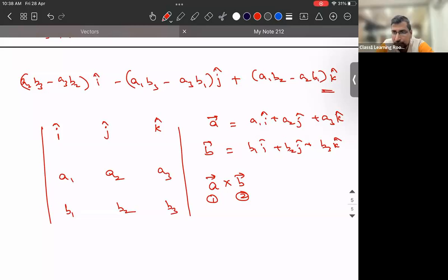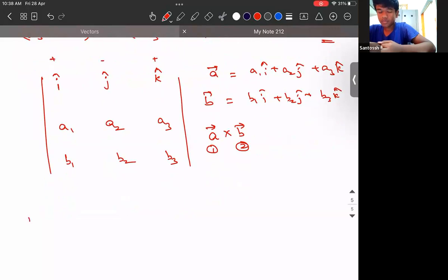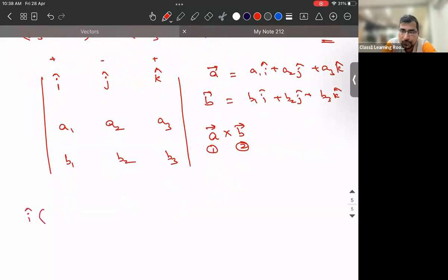Am I clear with this? Now, after writing this, what you're supposed to do is, with a pencil, initially till you get used to it, put a plus sign here, minus sign here, and plus sign here. So start with the I cap. Once you write I cap, listen to this carefully, then you need to hide the corresponding row and the corresponding column.